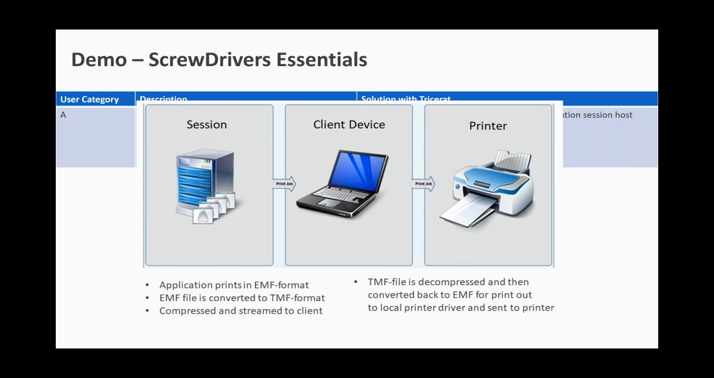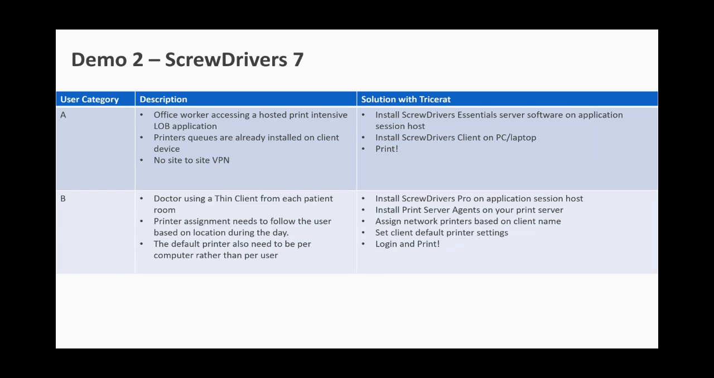Now, the next demo is a different one. This is a doctor using a thin client going from room to room. Imagine you're in a hospital and the doctor comes in and usually uses a smart card or something to log in, and then he talks to the patient, and he needs to print something, and he wants it to come out on the printer in that room. If it prints in a different room, there may be a different patient there, and that's not good, right?